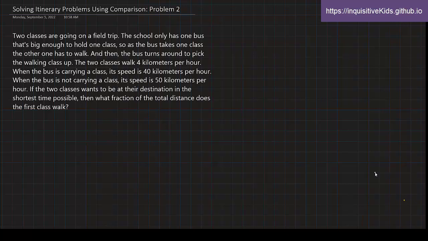Problem 2. Two classes are going on a field trip. The school only has one bus that's big enough to hold one class. So as the bus takes one class, the other one has to walk. And then the bus turns around to pick the walking class up.